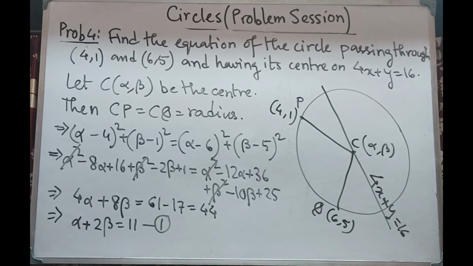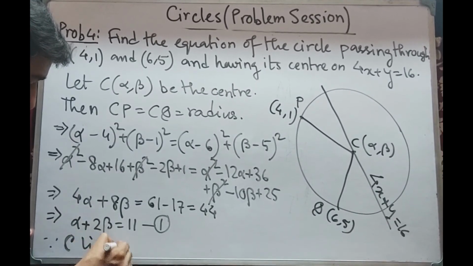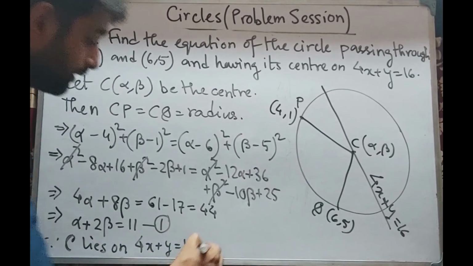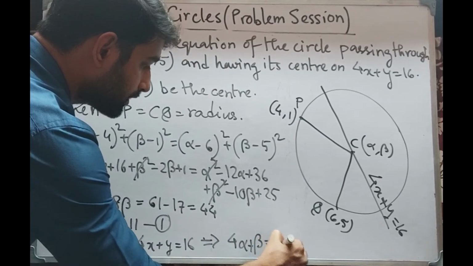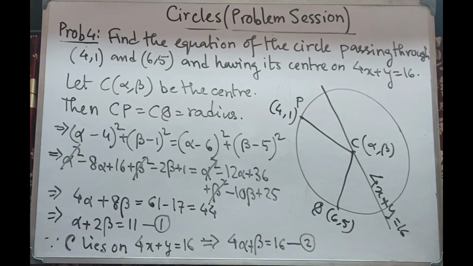And since alpha, beta is also lying on the straight line, we can say since C lies on 4x plus y equal to 16, this will imply 4 alpha plus beta is equal to 16. Now this is our relation 2. Now from 1 and 2 simultaneously solving, we can easily find the values of alpha and beta. So let me just erase the picture here because we don't need the picture anymore.